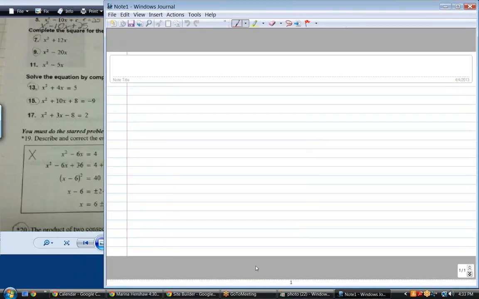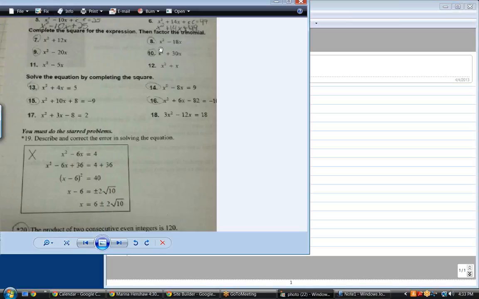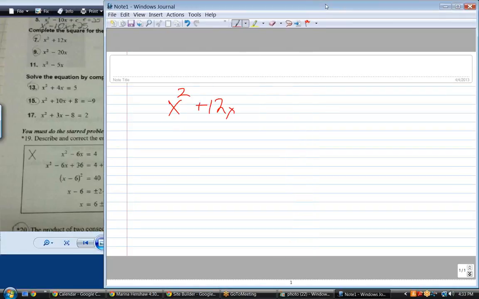All right. x squared plus 12x. How are we going to complete the square for that? Let me just read the instructions. Divide the 12 by 2, square it, then factor the trinomial. Okay, that's the first step. And then what?